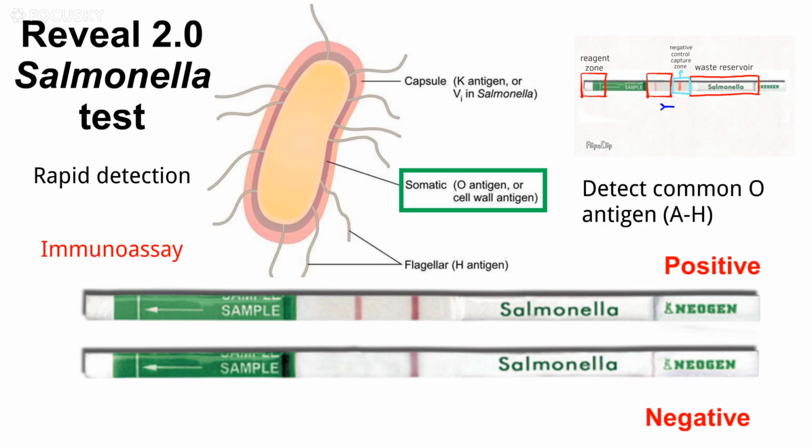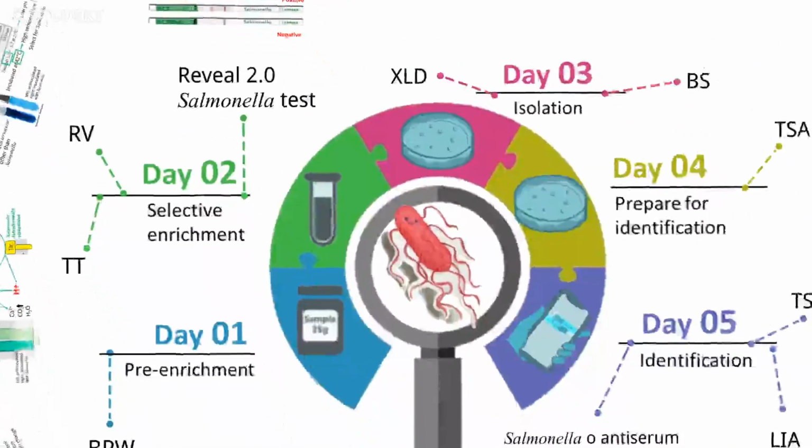This ensures that the test is working properly. As shown at the top of the picture, the positive reaction should show 2 bands, while the negative reaction should only show 1 band.